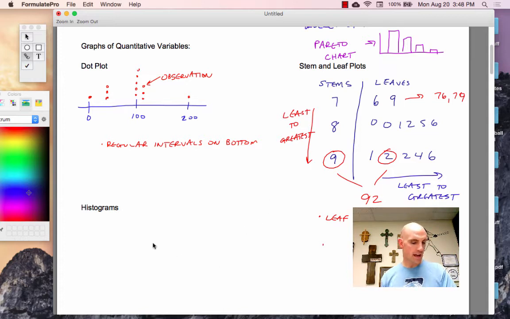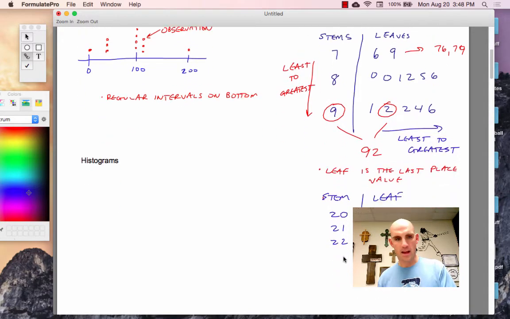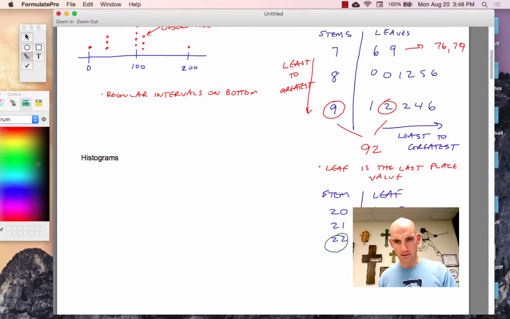Okay, and so if I have a lot of values, or I have larger values, I could also have something like this. Stem and leaf. I could do it like this. 20, 21, 22. I have like 1, 2, 3, and then I might have 6, 7, 8, 9. And I would do something like this: 22 and this 8 would come together. That would be 228. So my last digit became my leaf.